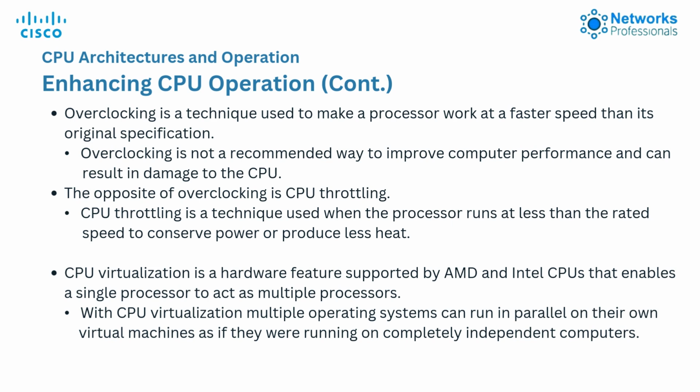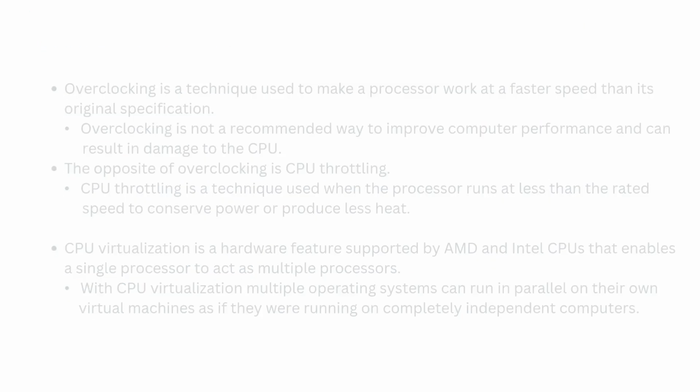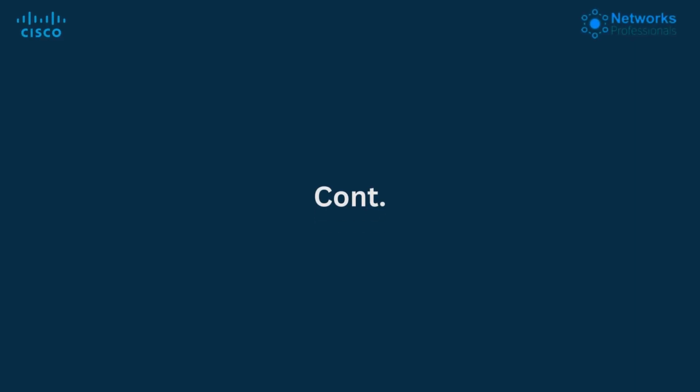CPU virtualization is a hardware feature supported by AMD and Intel CPUs that enables a single processor to act as multiple processors. With CPU virtualization, multiple operating systems can run in parallel on their own virtual machines as if they were running on completely independent computers. Chapter number 3 will be continued in the lecture 7.